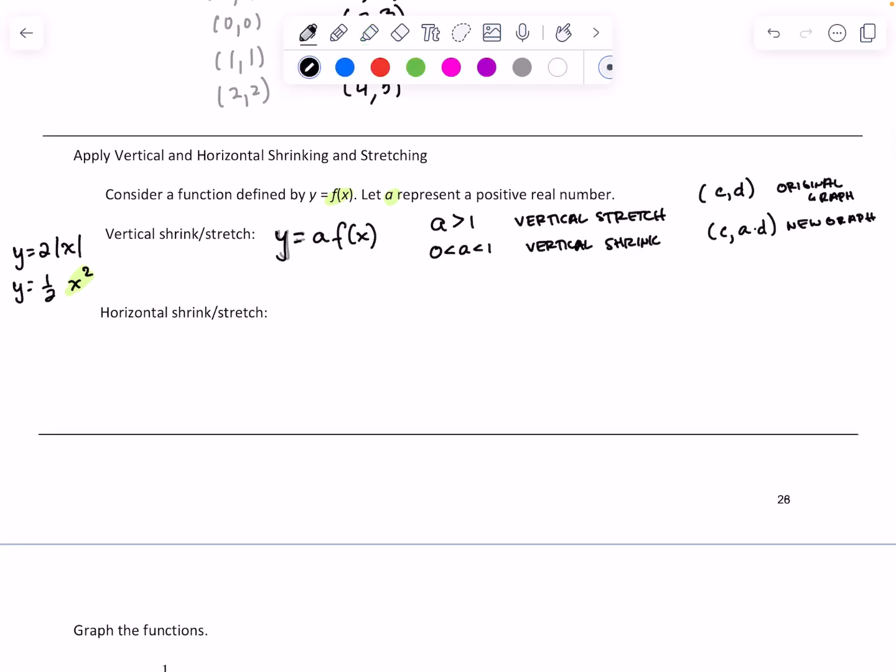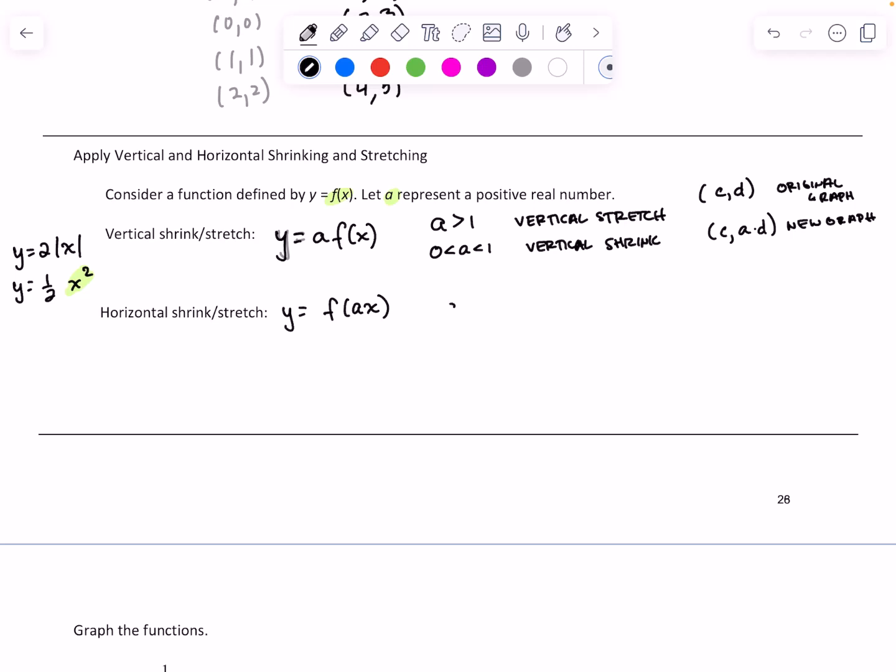Then we have the corresponding horizontal shrink or stretch. So this is where we're going to be changing our x coordinates, and this is going to happen on the inside of the function. So this would look like y equals f of a times x. And just like before, where when we had a plus inside, it ended up moving us to the left, and when we had a minus inside, it ended up moving to the right. Things are a little counterintuitive here.